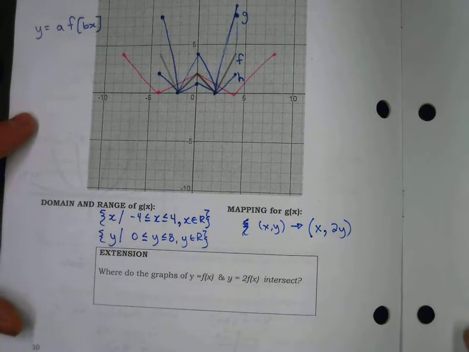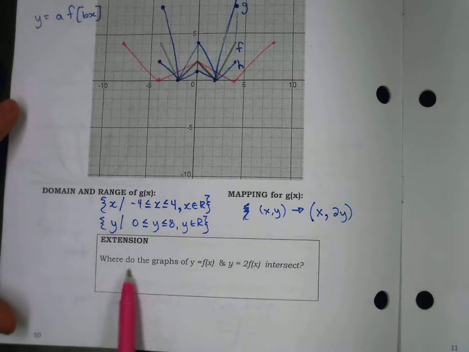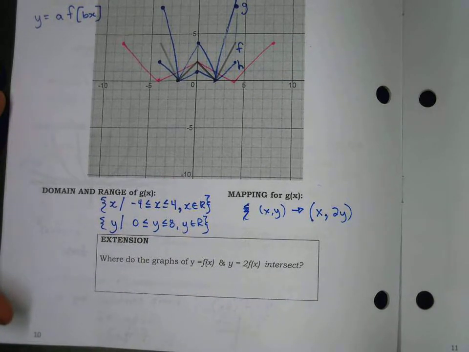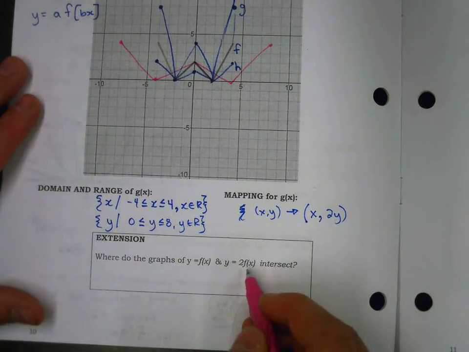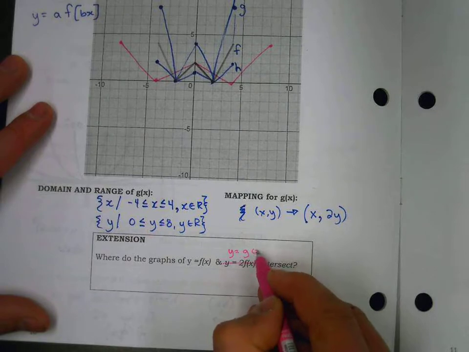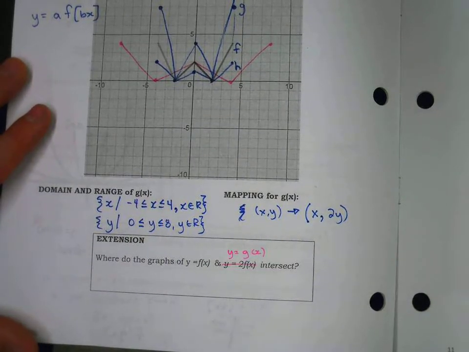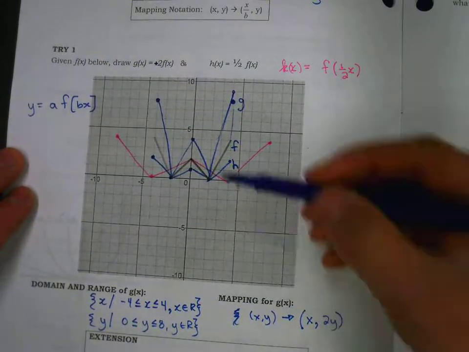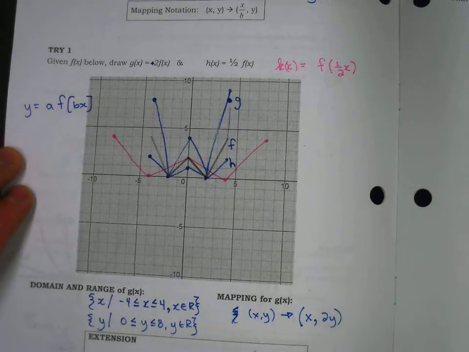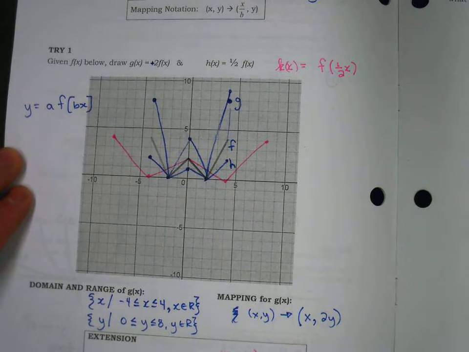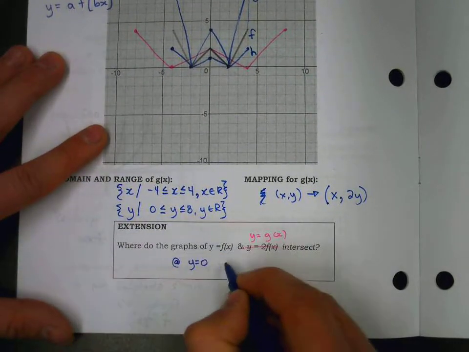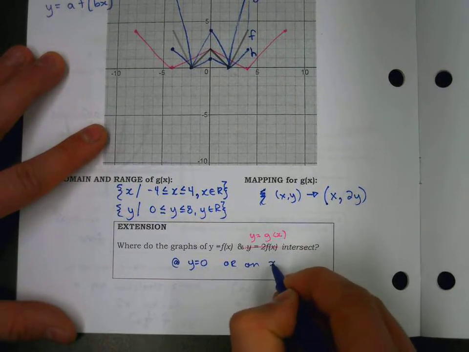As a final question, where do the graphs f of x and y equals 2f of x intersect? Instead of saying 2f of x, we could just say y equals g of x. Where do the two graphs intersect? They intersect where g of x and f of x are both invariant, on the x-axis, so at y equals 0.